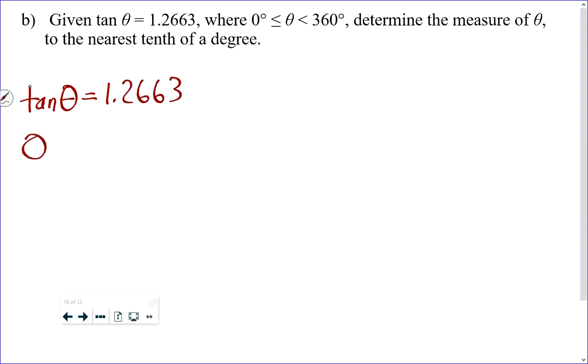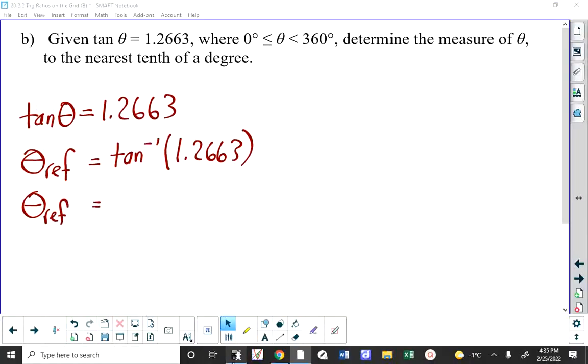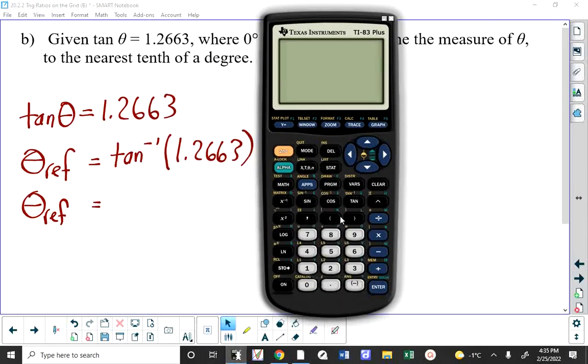So let's find the reference angle by using our calculator and taking the inverse tangent of 1.2663. It's not negative, so we don't have to worry about forgetting about the negative in our calculation. But again, if the tangent were negative, we wouldn't put the negative into our calculator when we do the reference angle calculation. So what do I get for a reference angle? Let's see, inverse tan of 1.2663 gives me 51.7 degrees.